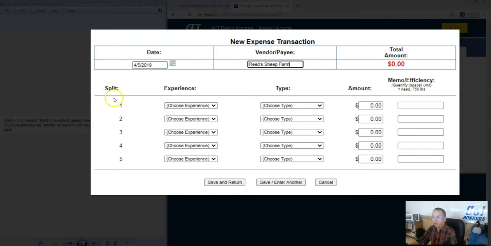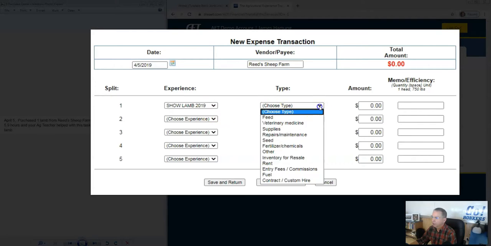For now, we will ignore split. We can talk about that at a later time. We just need line number 1 for this purchase because it's a single item purchase. Experience. Show lamb 2019.